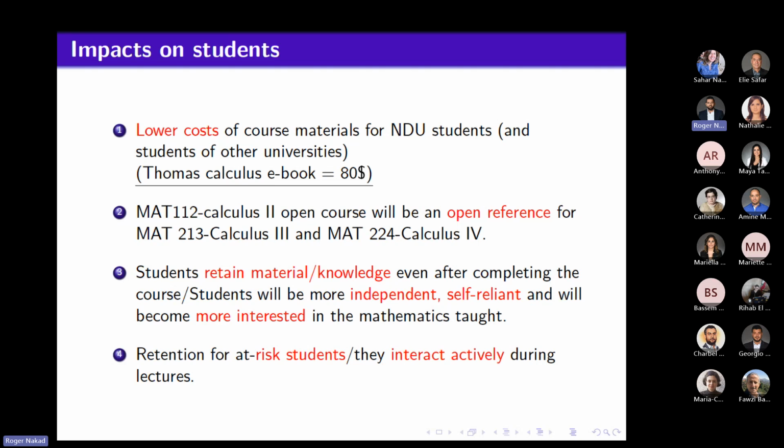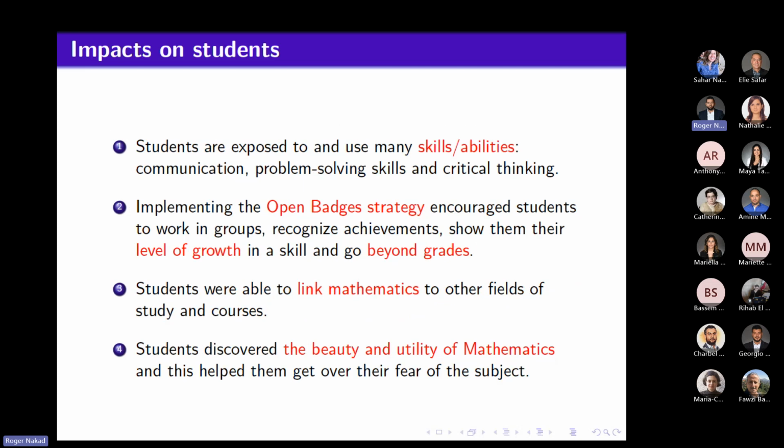For at-risk students, I will give the statistics later on. We increased the percentage of retention for at-risk students, and students now are more interested in the field of mathematics, or the reason behind all the formulas and calculations that we are doing. For example, the open badges played a big role because students were motivated to give more. They can link mathematics to other fields, as in the example I gave of Formula One. They discovered the beauty and the utility of mathematics, and this helped them to get over the fear of mathematics.